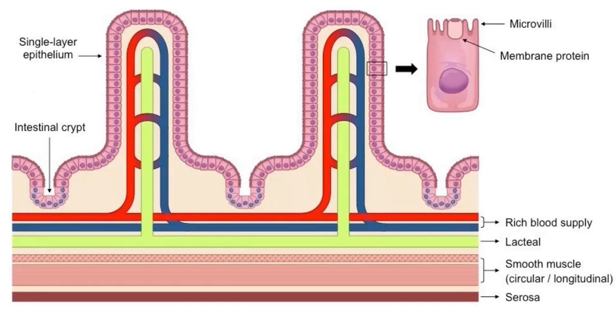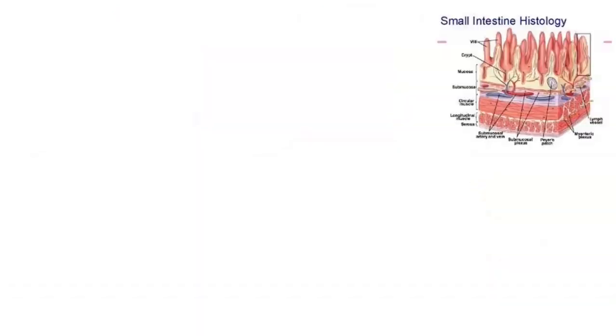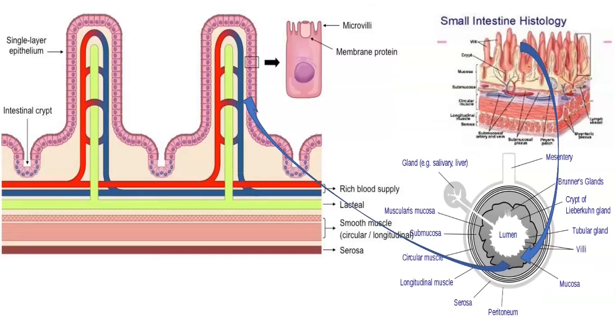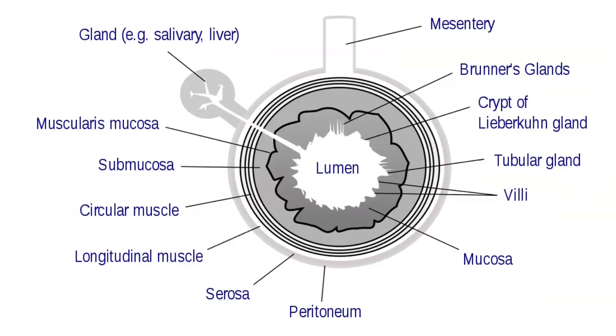You can see here, the single one is the villus, and these are called the intestinal crypts or crypts of Lieberkuhn, and this one is the lacteal. And if we take this one structure, we will find here the microvilli and the membrane proteins. So we will discuss it here. As you can see here, the internal lumen contains this structure. So now we will discuss it in detail.